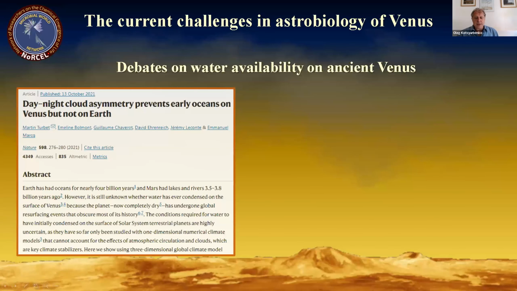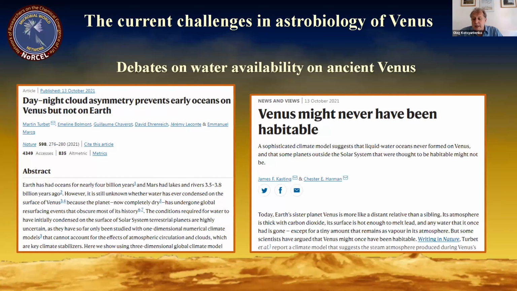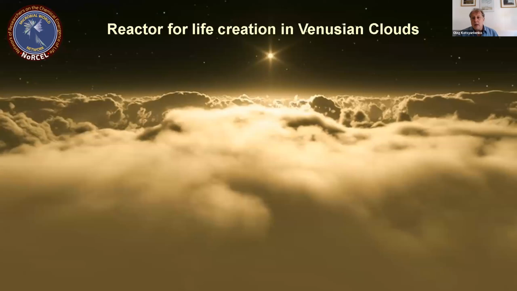There is actually an alternative theory according to which Venus had never water on its surface. Never. So in this case, we can say about the second concept of origin of life in the clouds.